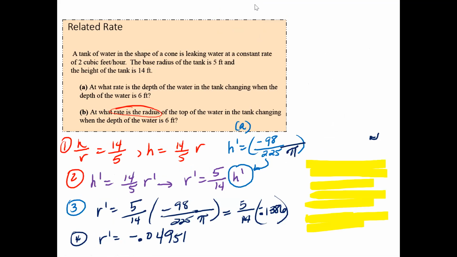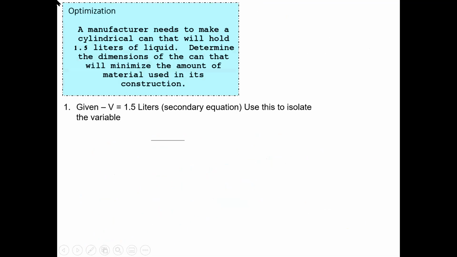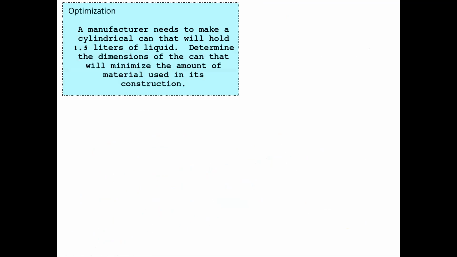Okay, now let's go ahead and go over one of the questions for optimization. So let's talk about this one here. It says a manufacturer needs to make a cylindrical can that will hold 1.5 liters of liquid. Determine the dimensions of the can that will minimize the amount of materials used in the construction.